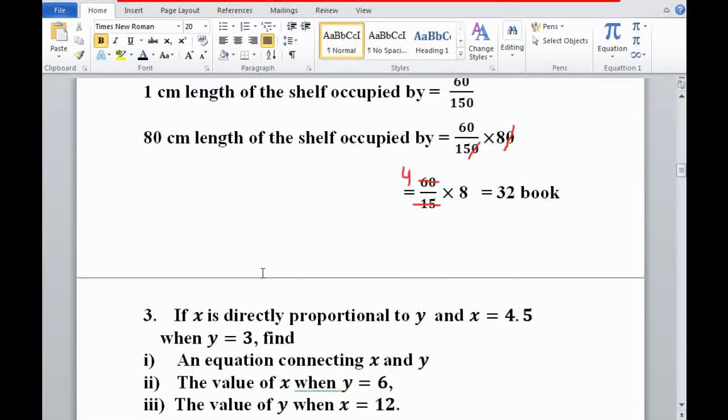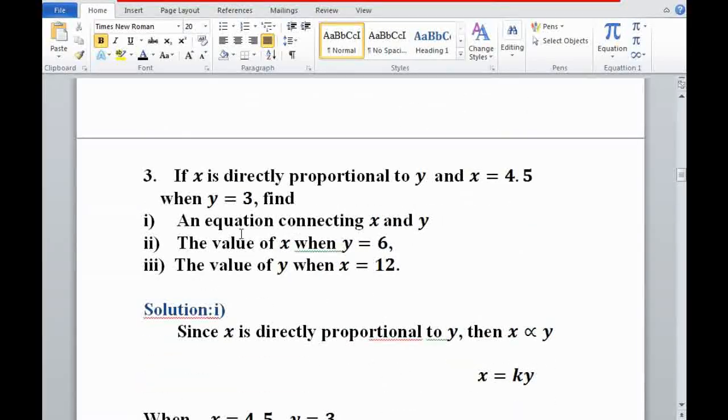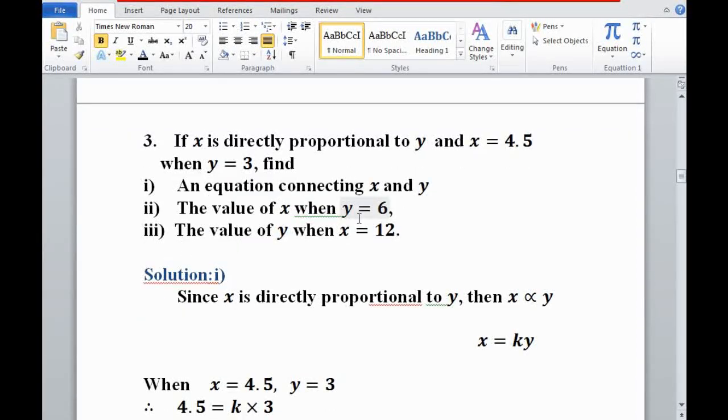Now, question number 3. If x is directly proportional to y and x equals 4.5 when y equals 3, find an equation connecting x and y. And the second part is the value of x when y equals 6. And then the third part is the value of y when x equals 12.